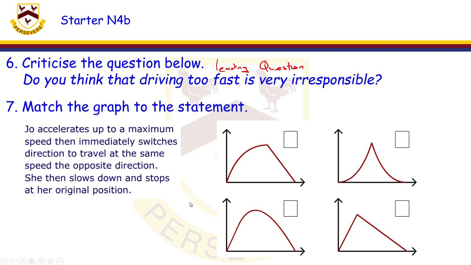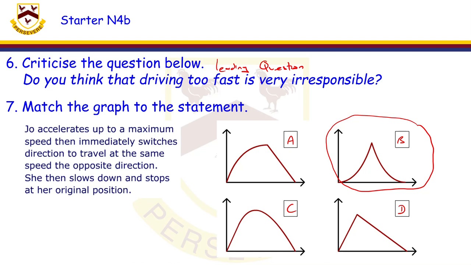Okay? And question number 7, got to match the graph to the statement. Joe accelerates to a maximum speed, then immediately switches directions, traveling at the same speed in the opposite direction, and she slows down and stops. So which one is it going to be? Let's label these. A, B, C, D. So she accelerates to maximum speed and then immediately switches and travels in the opposite direction when she's slowing then. Okay, so that's our answer then. It's B. Okay, good.